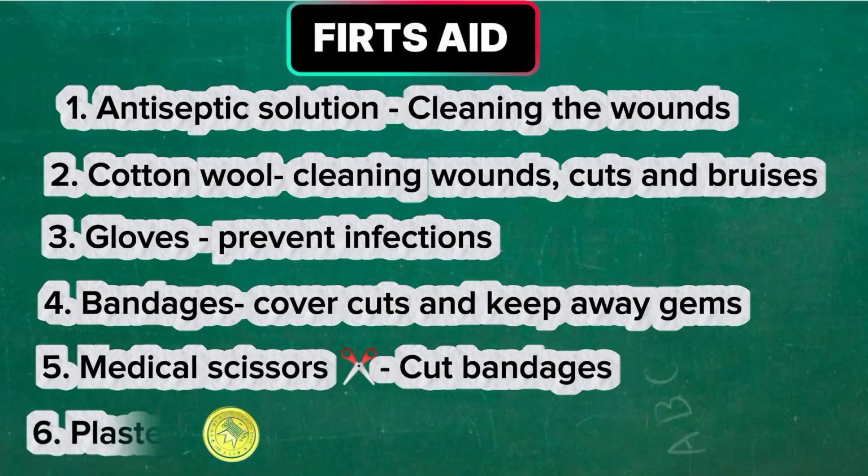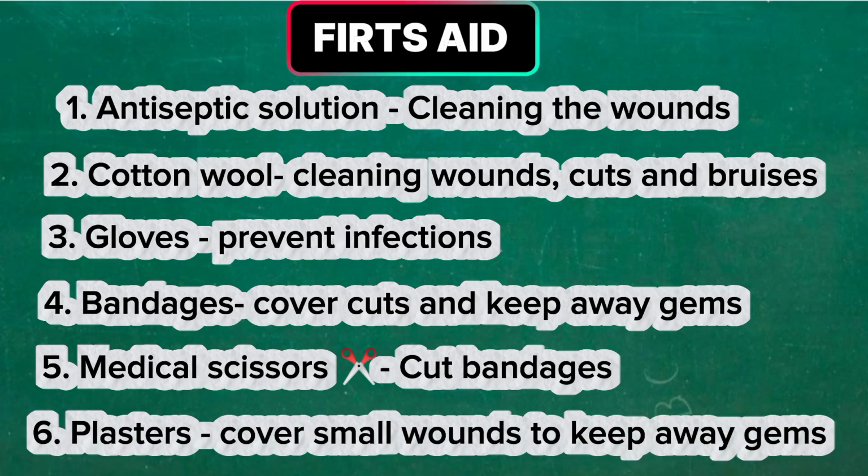Plasters, these are used to cover small wounds to keep away germs. Remember, if a bandage is not available in your first aid kit, then one can use a clean piece of clothing to cover a wound. Unararua nguo, unamfunga kidonda. Remember, the clothes should be clean. This should be done especially when there is no bandages in the first aid kit.